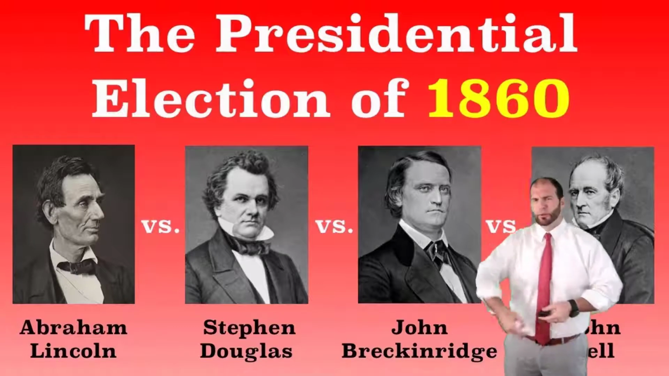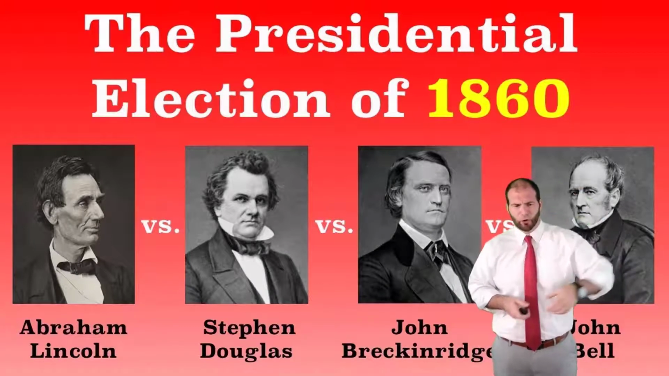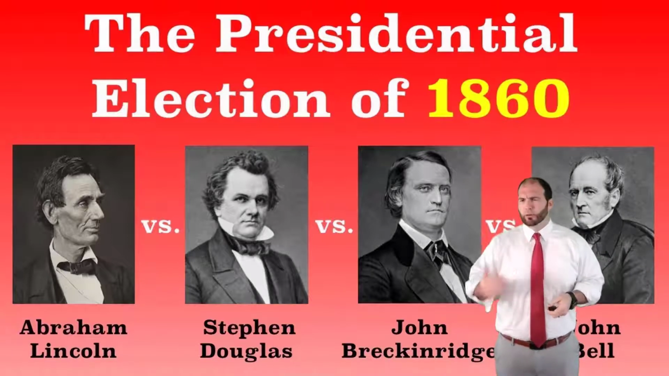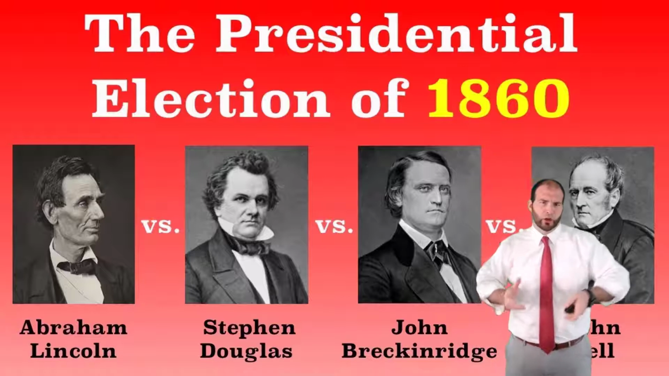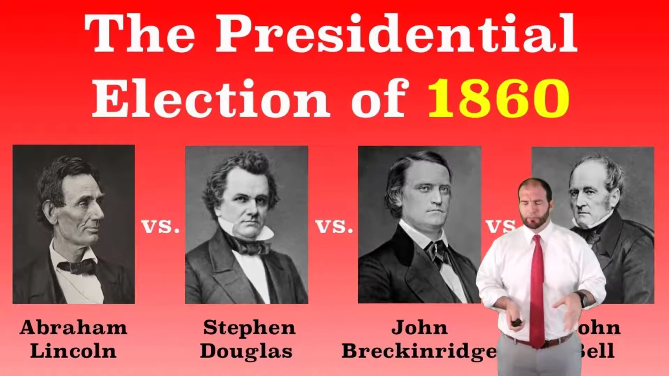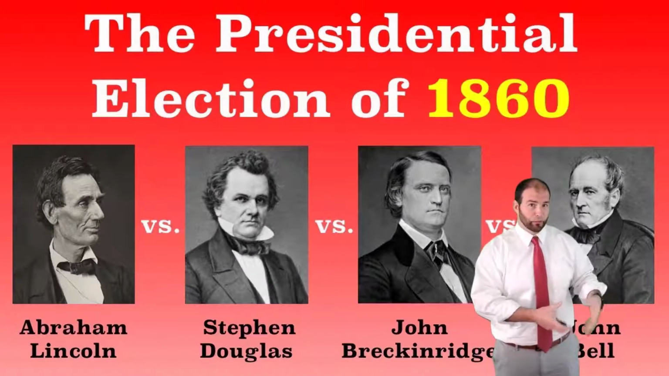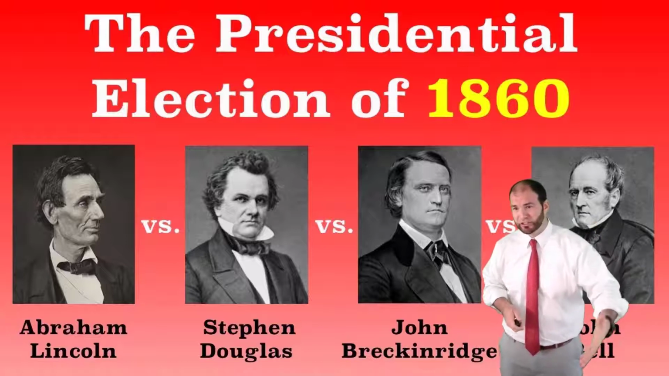Anyway, the other three dudes here, Stephen Douglas, John Breckinridge, and John Bell, these guys are all Democrats. They all desperately don't want Lincoln to be the president, all right? The reason they don't want Lincoln to be the president is that Lincoln, as a Republican, which is a new political party, is adamantly against the expansion of slavery.